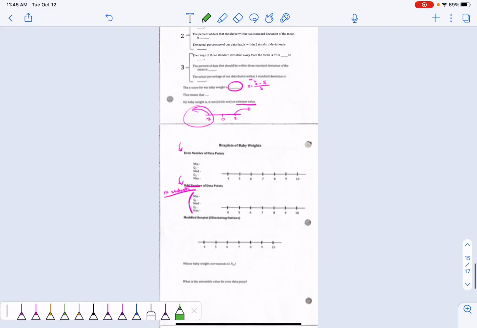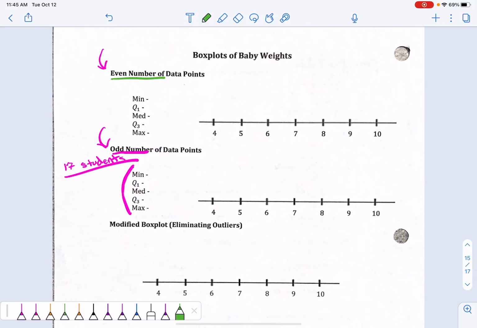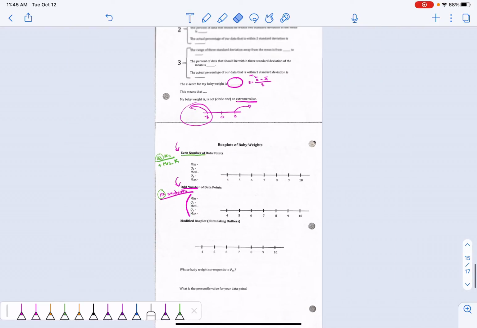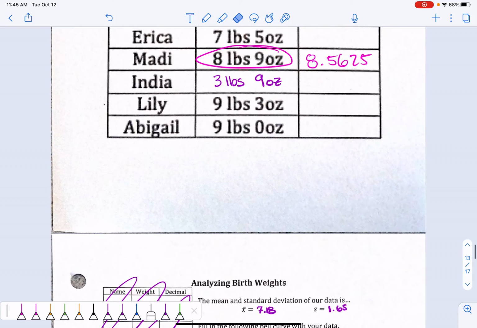On the even number of data points, I wanted to do 18 numbers. And so what I'm going to do to make there be 18 numbers, you're going to add in my data value. So you're going to add me in there just because finding the median and the Q1 and the Q3 is going to be different when you have 18 values than if you had 17 values. So I want you to look at that also. So my data value, you're going to add in, and I'm going to put me at the bottom here. I am Mrs. K, and I am 7 pounds, 10 ounces.